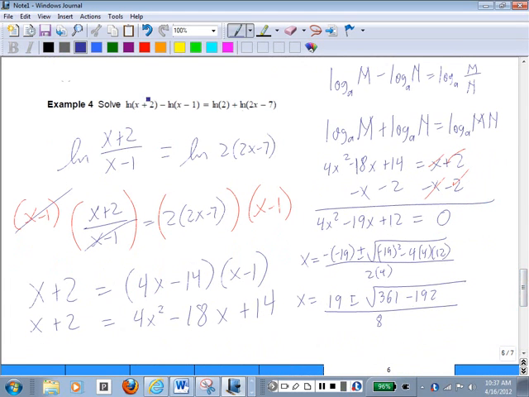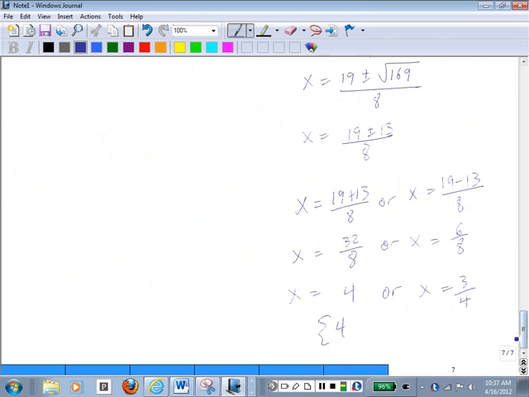Next, 3/4. 3/4 plus 2 equals 2 3/4. We can take the log of that because that's positive. 3/4 minus 1 is negative 1/4. And we don't take the log of negative 1/4. So 3/4 is not good, not in the domain. So scratch it. It's extraneous. And our solution set only includes the 4. Just the 4.